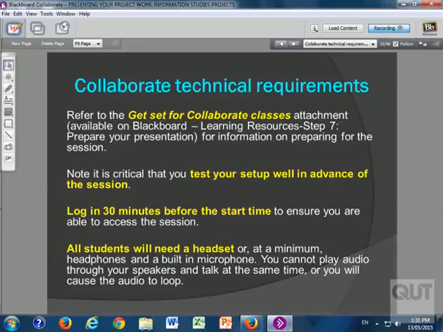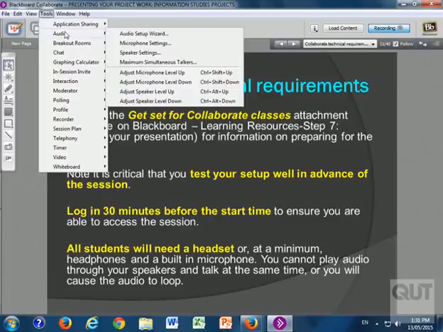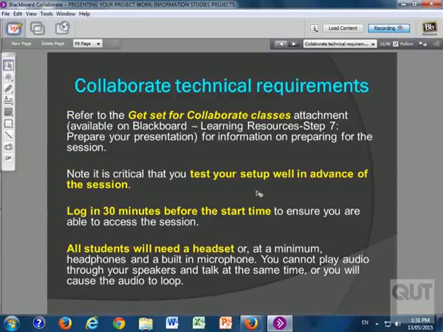And it should show up on the recording at the top: Tools, Audio Setup Wizard. You click on that, and it will run through a little setup process to ensure that the sound quality is at the right level for your headphones and for your speaker. Okay.